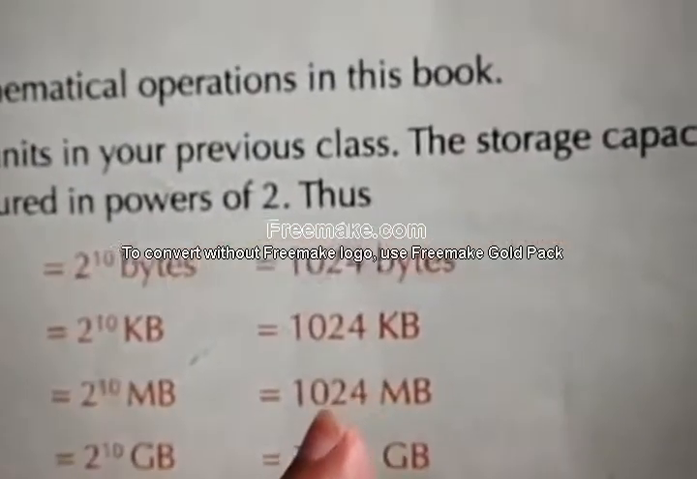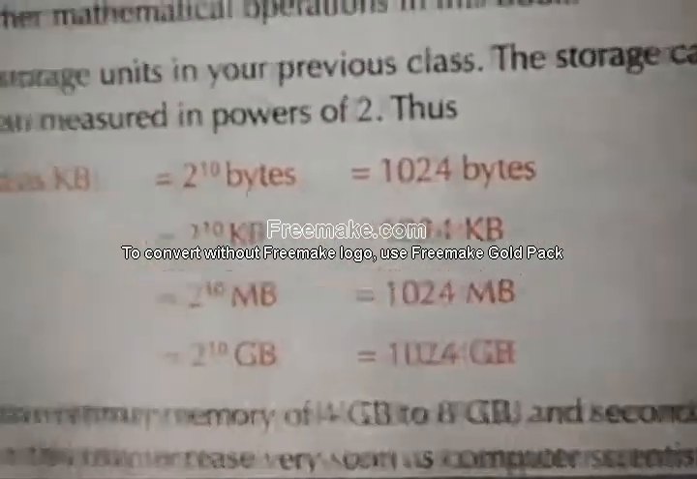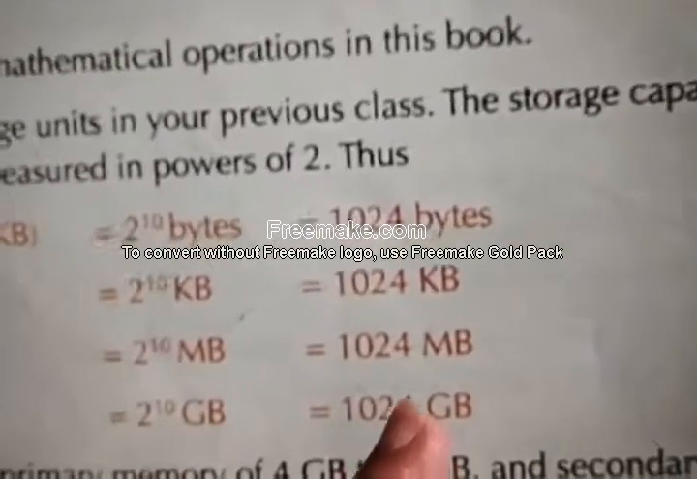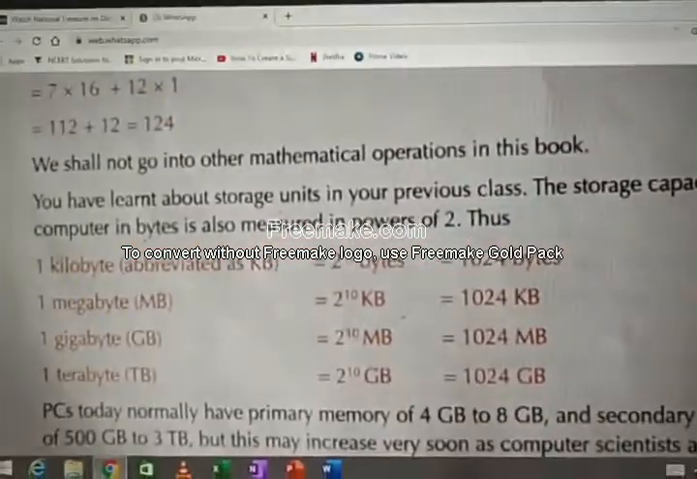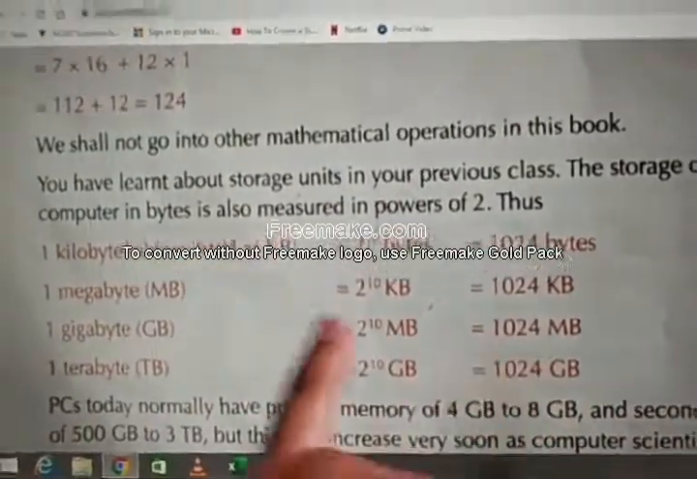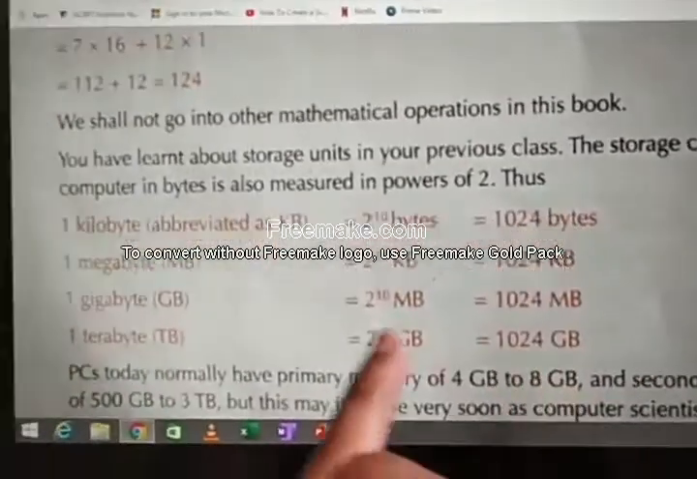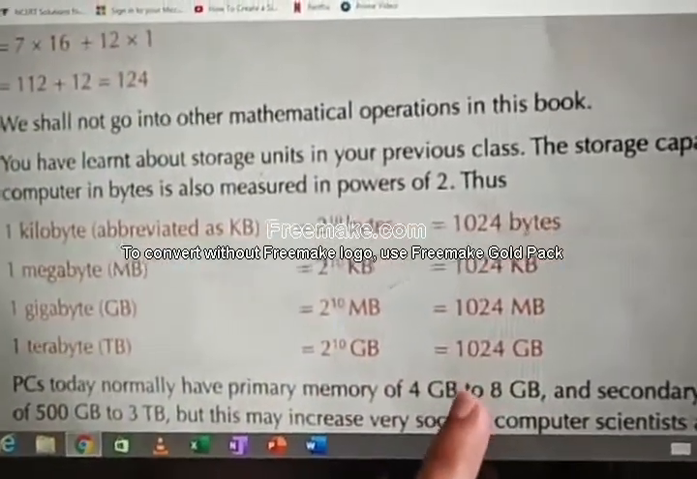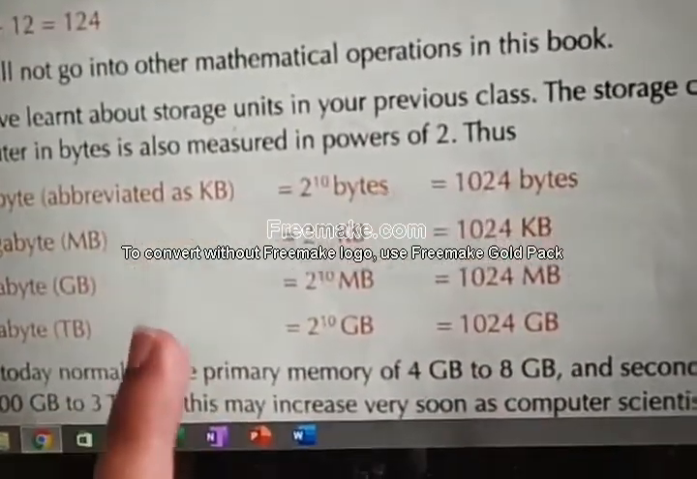So what will be the answer? 1024 KB. 1 gigabyte is equal to 1024 MB. This one we know very well. 1 KB is equal to 1024 bytes. 1 MB is equal to 1024 KB. 1 GB is equal to 1024 MB. 1 TB is equal to 1024 GB. All these things we know very well.